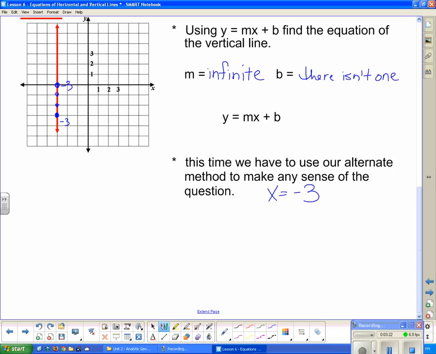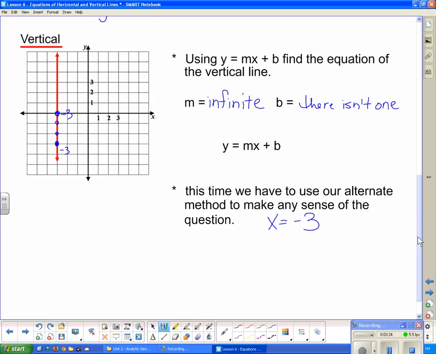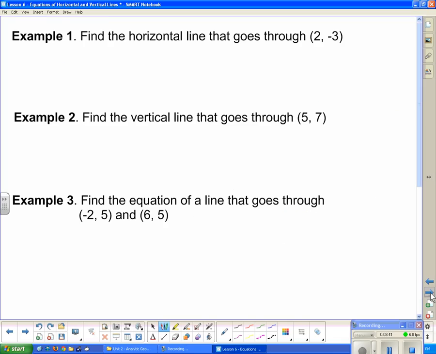Now, if I want that in standard form, remember standard form has everything on one side, 0 on the other, then it goes x, y, constant term equals 0. There's no y term, but I can just rearrange this and say that x plus 3 equals 0 is my equation in standard form. So what kind of questions might I ask you about equations of horizontal and vertical lines?